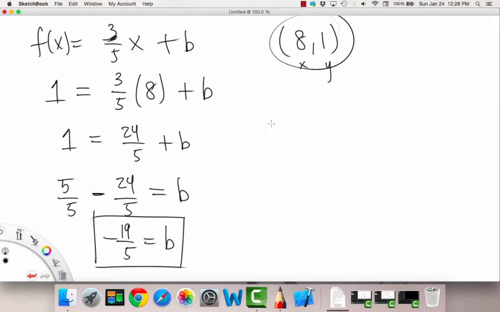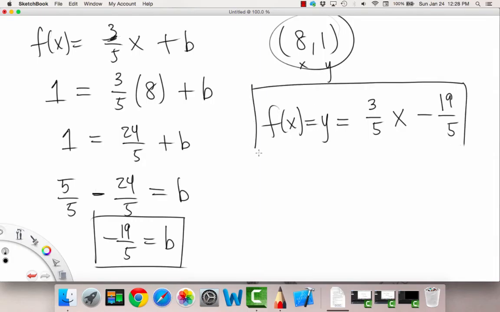Okay, so now we can put together the entire equation of our line. So we're going to get that f of x, which can also be denoted as y, is equal to 3 over 5, which is our slope, x, and then plus b, so that would just be minus 19 over 5. Okay, and that is it. That's the equation of our linear function.